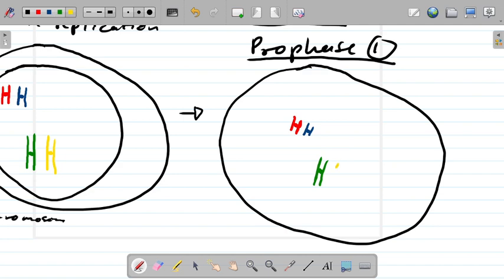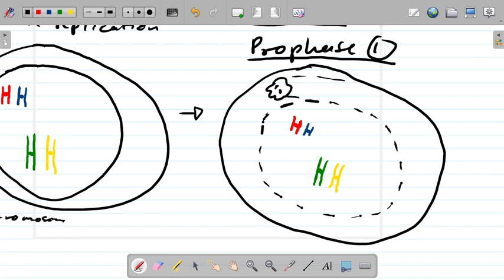And then its homologous partner over there. Now, what happens during prophase? Similar to mitosis, during prophase, the nuclear membrane and the nucleolus start to disappear. And then the two centrosomes begin to form spindle fibers and move to opposite ends of the cell. So this one will move here and this one will move here.